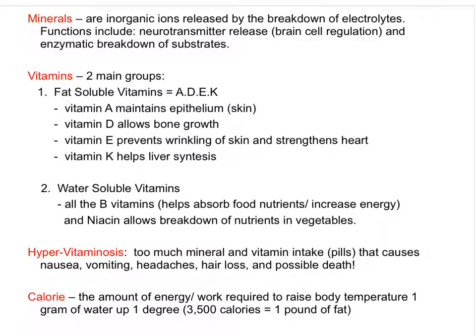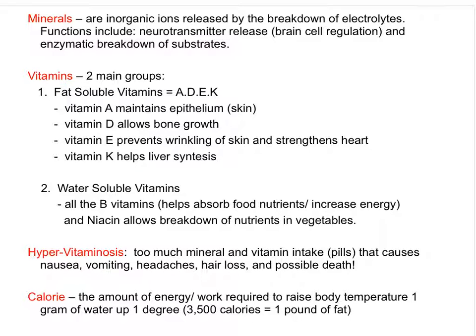Second are the water-soluble vitamins. They include vitamin C and all the B vitamins. The B vitamins help absorb food and nutrients and increase energy. Niacin, vitamin B3, allows the breakdown of nutrients in vegetables. There's something called hypervitaminosis. That's where you can have too much mineral or vitamin intake, usually due to vitamin pills. It can cause nausea, vomiting, headaches, hair loss, and possible death.